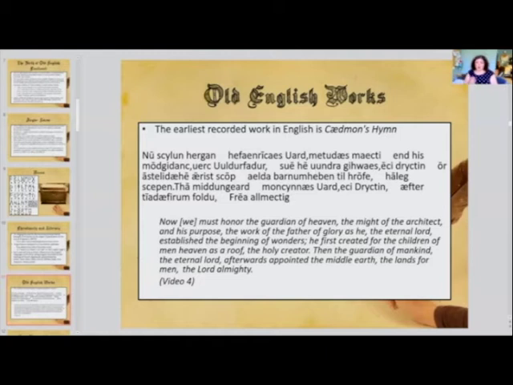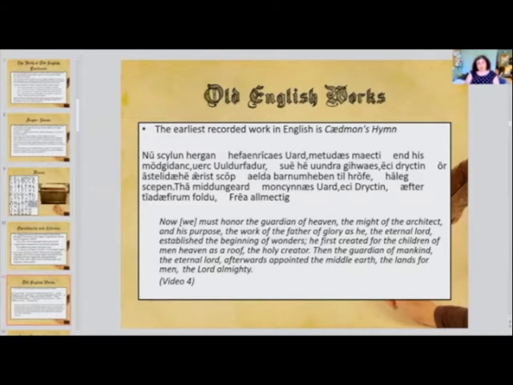So what you just heard was Cadman's Hymn, and I'm going to read you the translation. Now we must honor the guardian of heaven, the mighty architect and his purpose, the work of the Father of glory as he, the eternal Lord, established the beginning of wonders. He first created for the children of men heaven as a roof, the holy creator. Then the guardian of mankind, the eternal Lord, afterwards appointed the middle earth, the lands for men, the Lord Almighty.